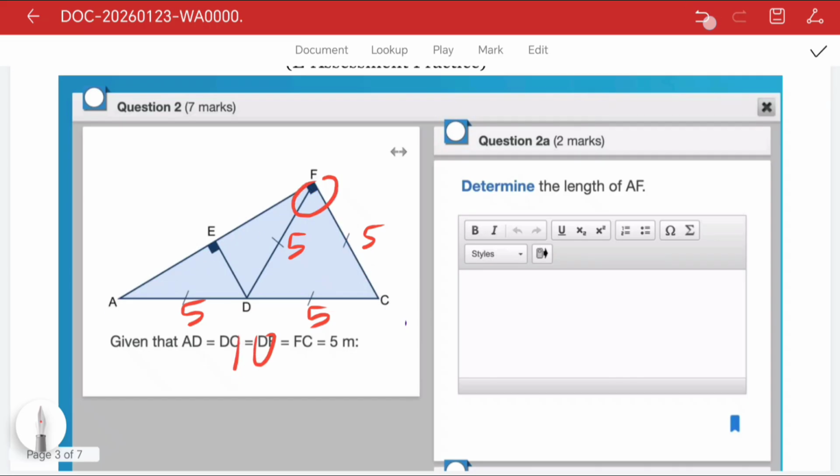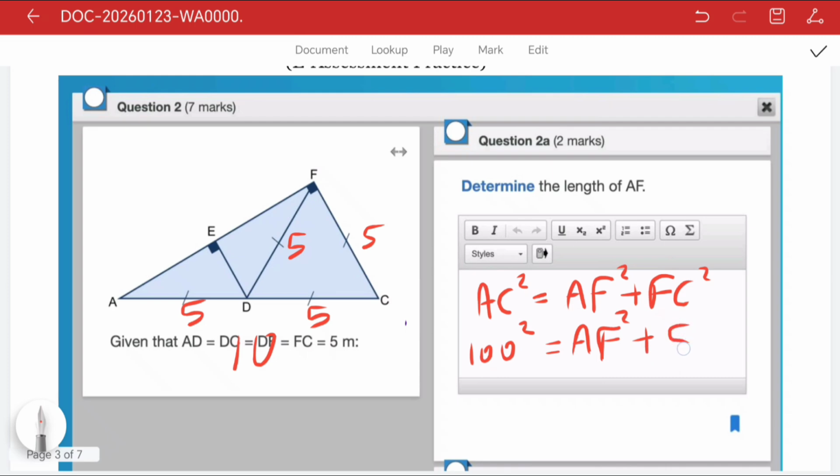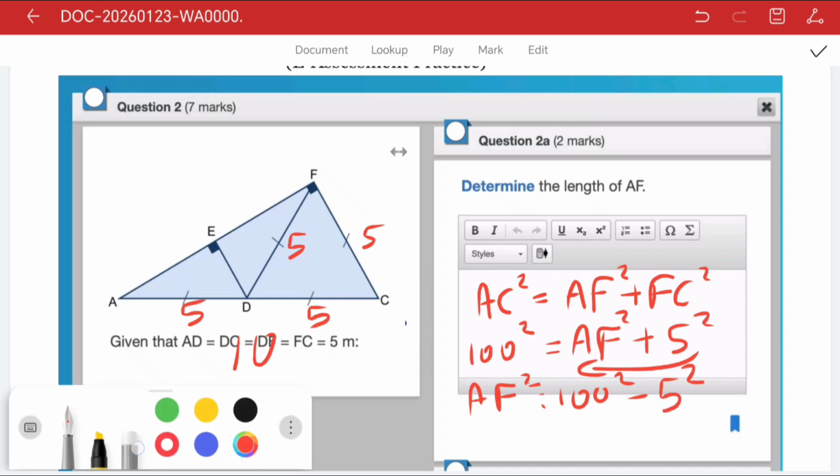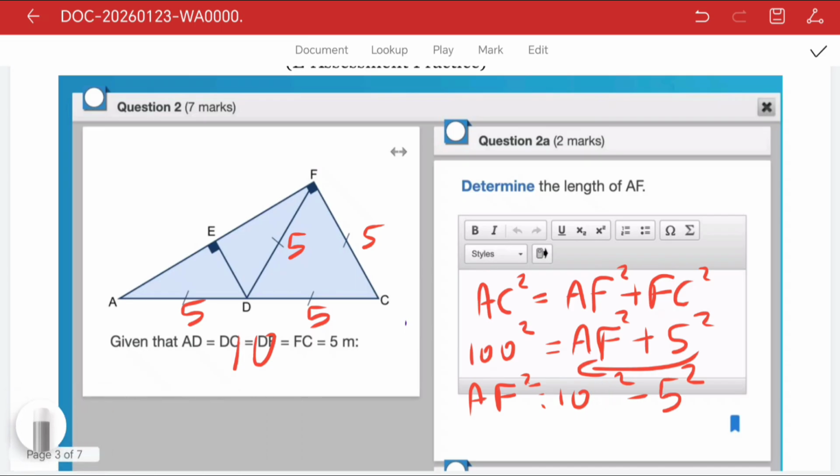And this is a right angle triangle. If it is a right angle triangle, we can use the Pythagoras theorem. So this is the hypotenuse, meaning AC square equals AF square plus FC square. What is AC? 100 square. AF is required. FC is equal to 5 square. So take 5 to the other side. So AF square equals 100 square minus 5 square. No, sorry, this is not 100, this is 10. This is 10.